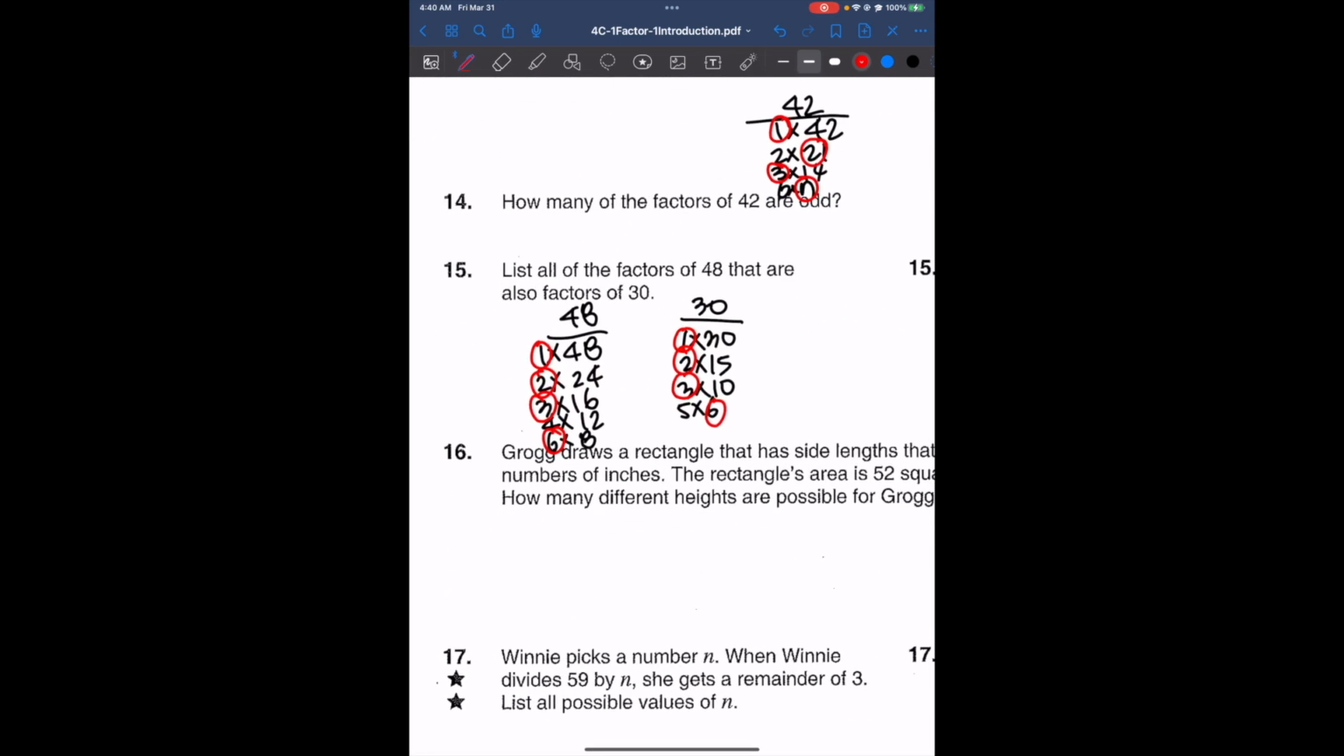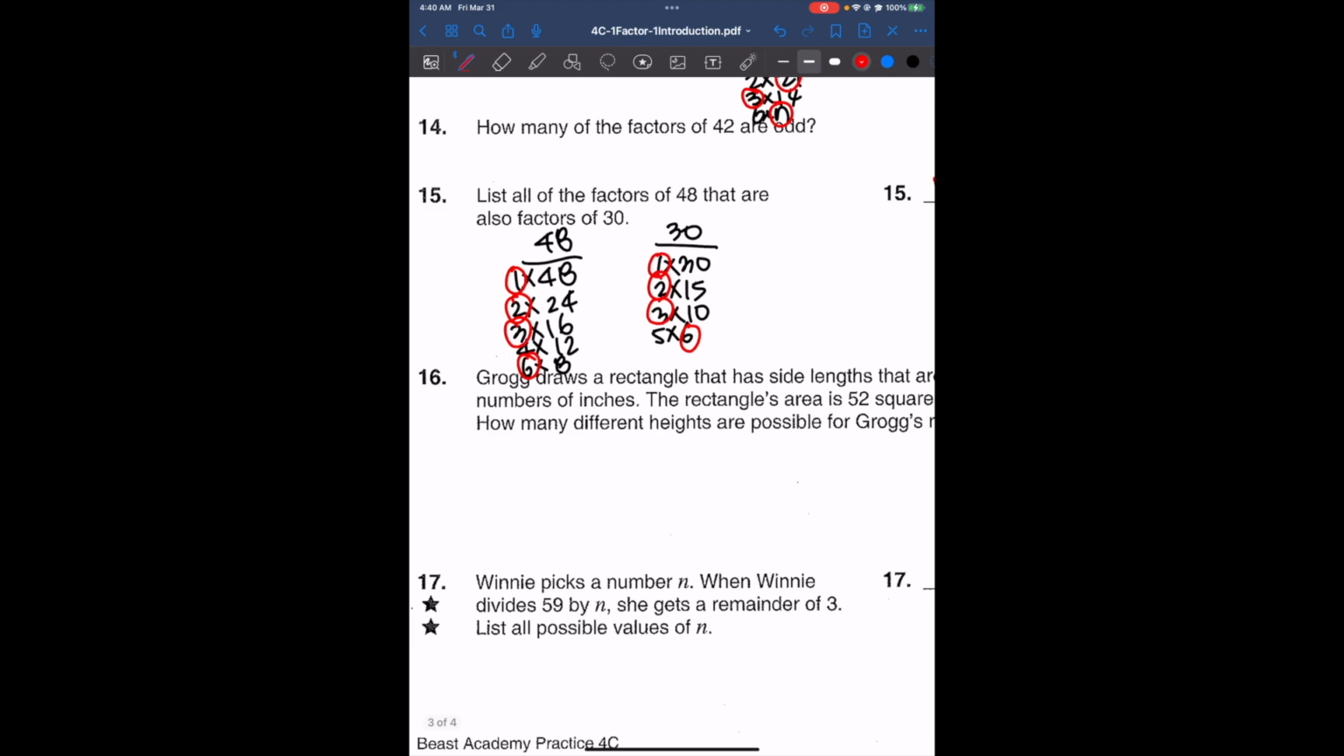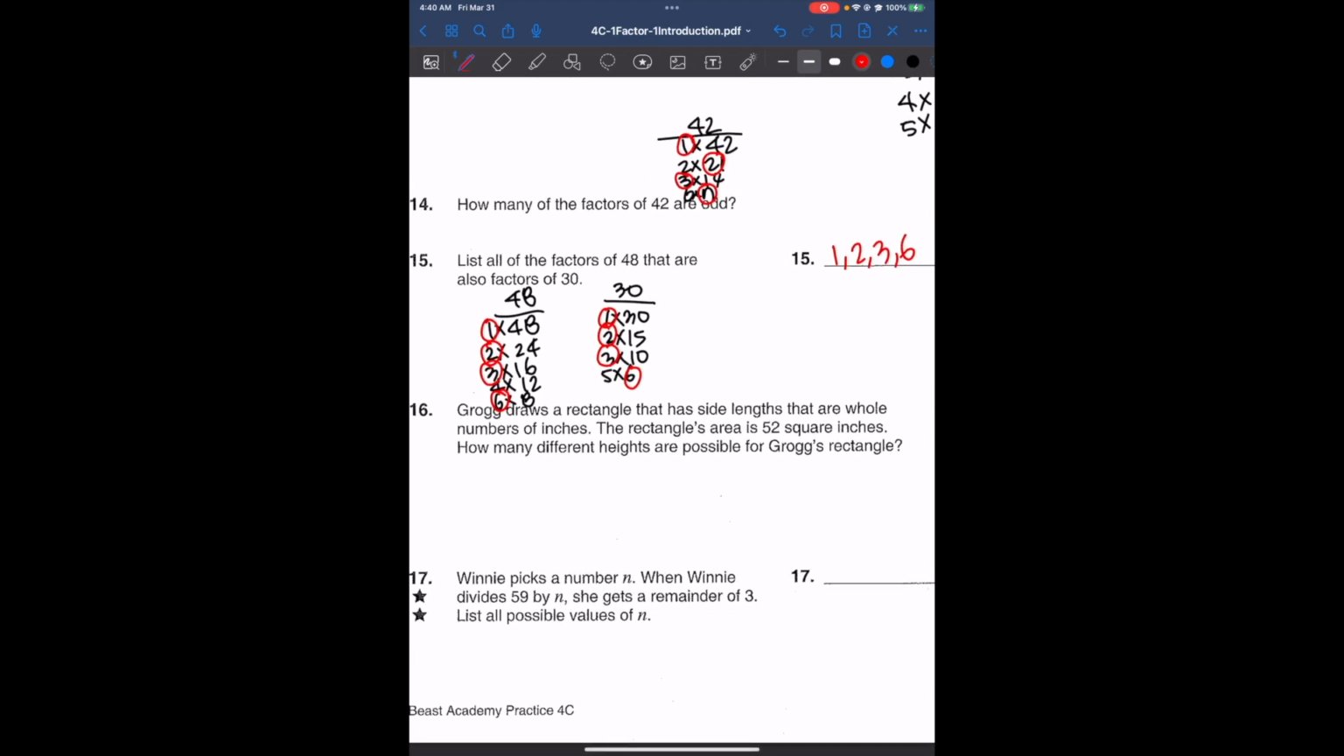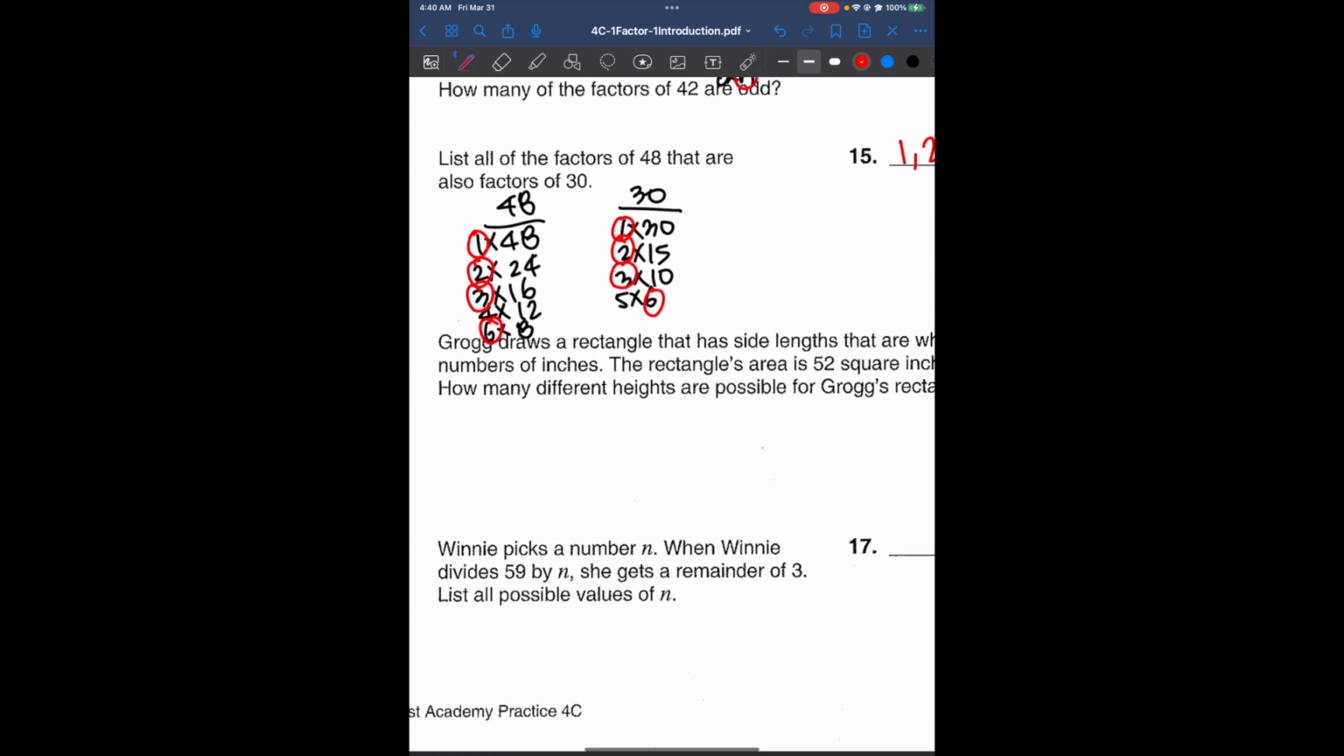Now, problem 16 says that Grog draws a rectangle that has side lengths that are whole numbers of inches. The rectangle's area is 52 square inches. How many different heights are possible for Grog's rectangle? So we're basically finding factors.